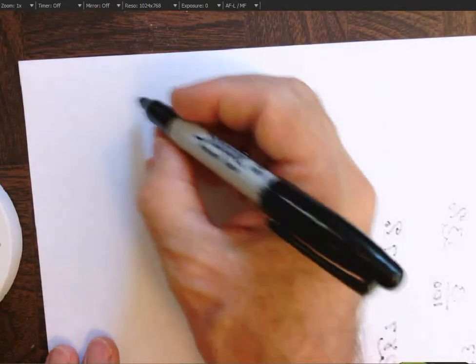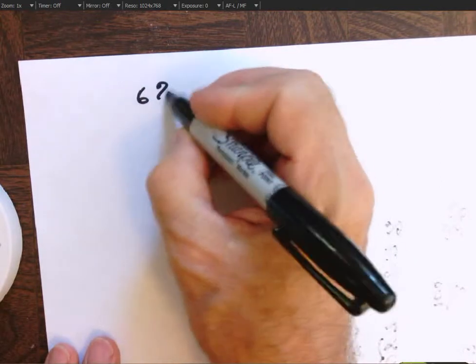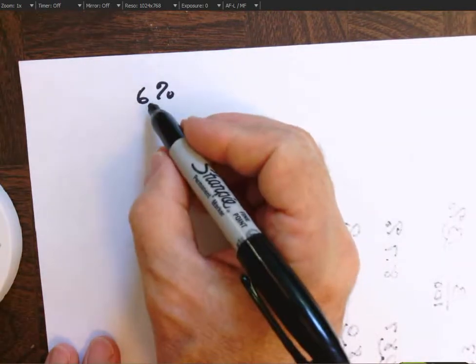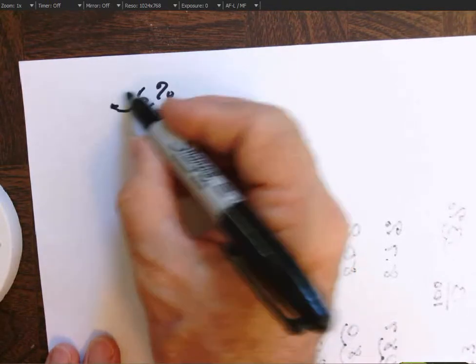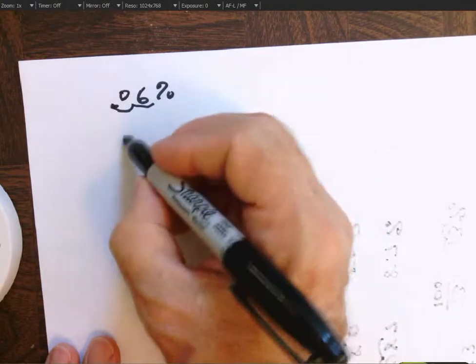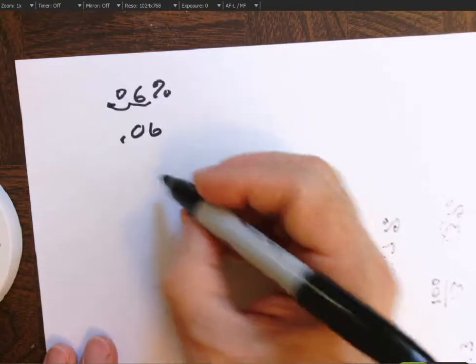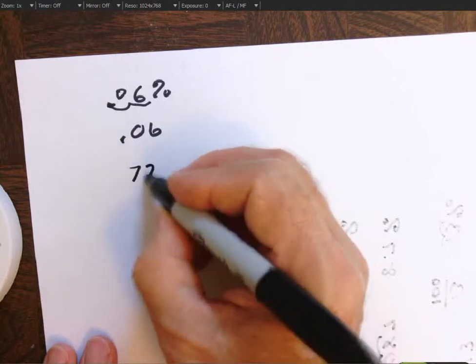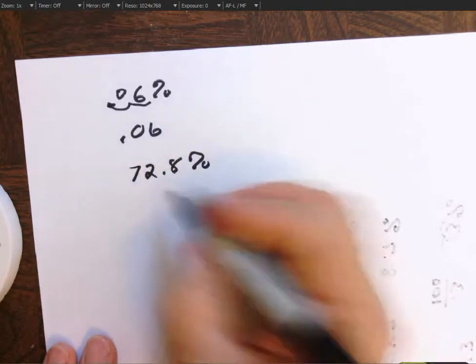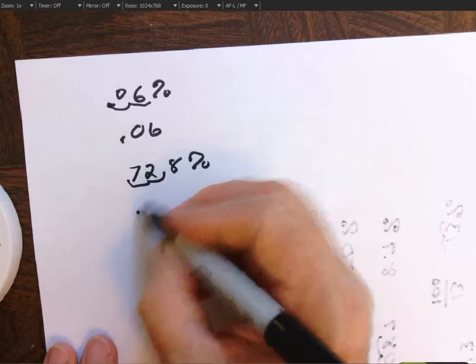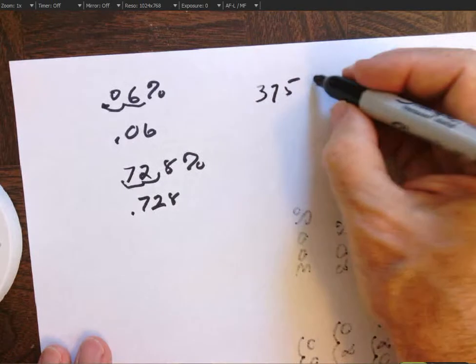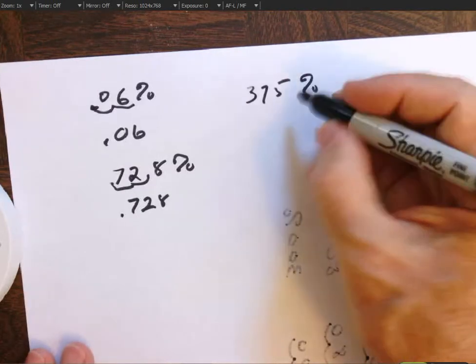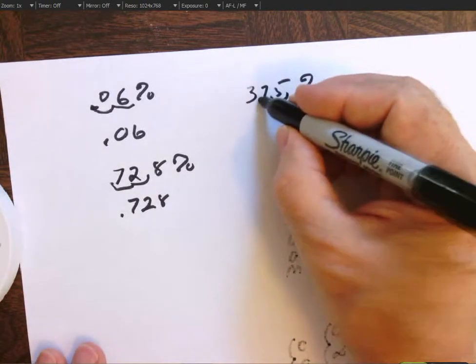Going the other way, if I have a percent and want to change it to a decimal, let's say I have 6%, I have to move the decimal the other way now, okay, because I have to divide this number by 100. So 1, 2, 0.06. If I have 72.8%, I move it 2, and I get 0.728. If I have 375%, the decimal is at the end, so I move it 1, 2, 3.75.